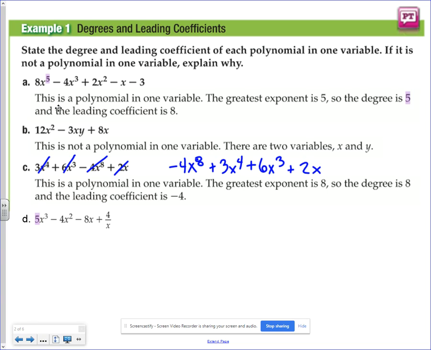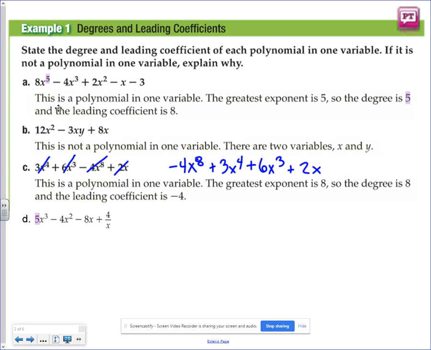So this is a polynomial in one variable. The greatest exponent is 8, so the degree is 8. The leading coefficient is -4. All right, so let's take a look at D here. We need to decide, is this a polynomial in one variable? Well, it looks to be one, but it's not.